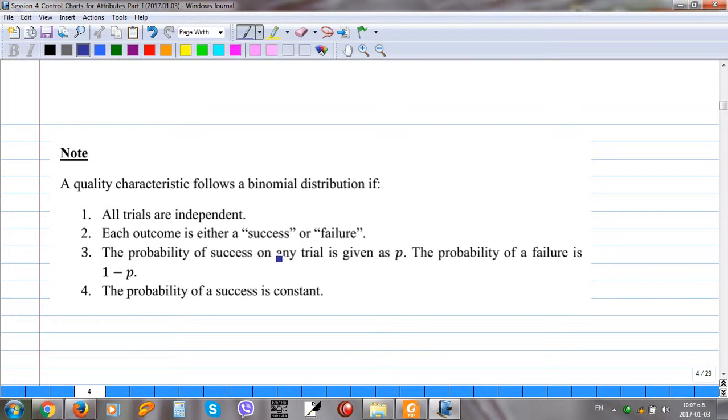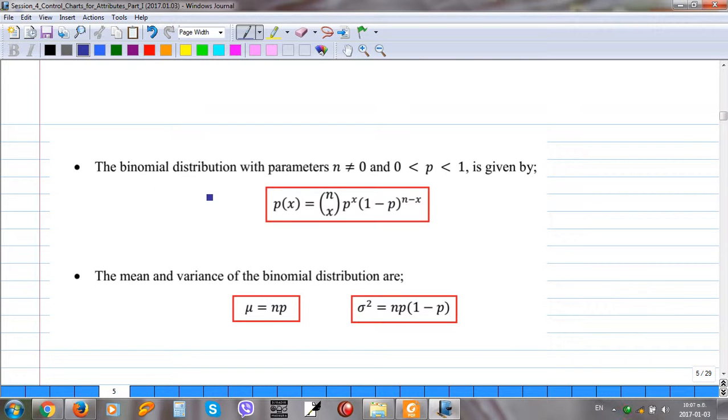The probability of success of any trial is given as p, then the probability of failure is 1 minus p, and the probability of success is always constant. The binomial distribution with parameters n and p between 0 and 1 is given by this equation, and the mean is mu equals np, and the variance is np times (1 minus p).